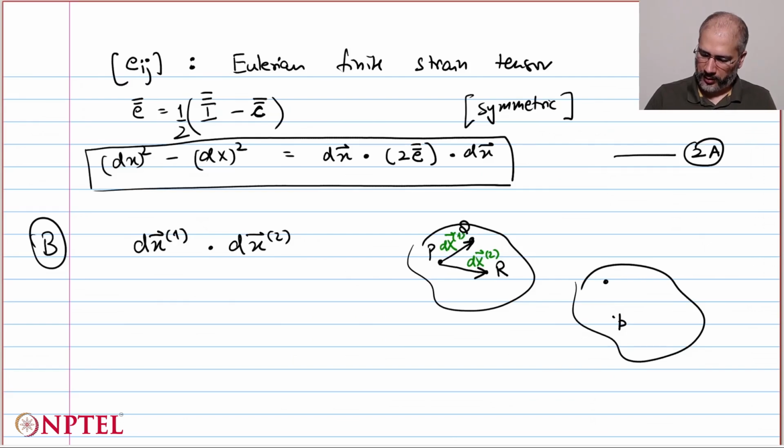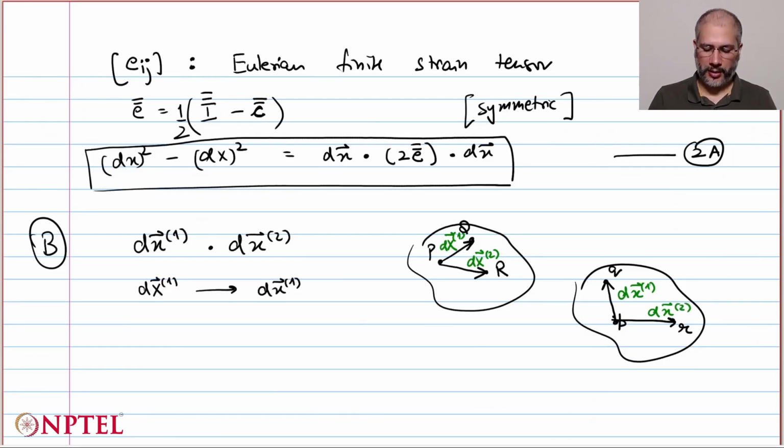Similarly, points Q and R, let us say, go to these small q and small r. So we define these two vectors where the first one is called d small x 1 vector and second one is called d small x 2 vector. So when the deformation happens, d capital X1 line element goes to d small x1, and similarly d capital X2 line element goes to d small x2.